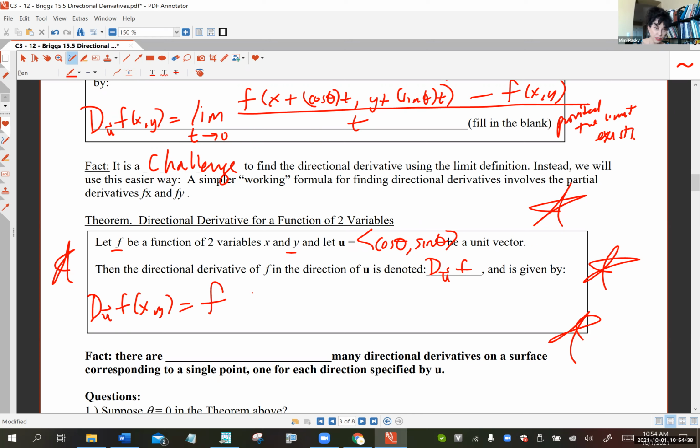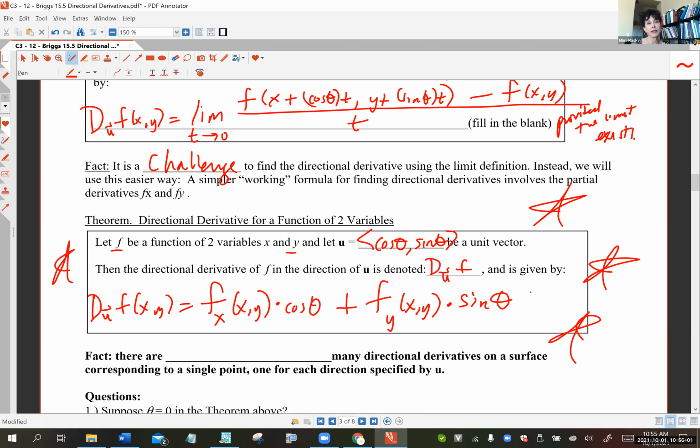You take the first partial of f with respect to x, at (x,y), and you multiply that with cos theta, the first component of your unit vector, plus you take the first partial of f with respect to y, at (x,y), because it is a function of x and y, and multiply that by the other component of your unit vector. Yay!